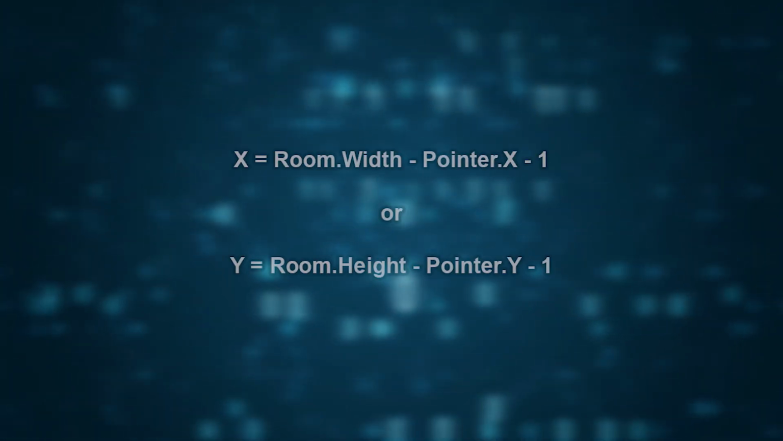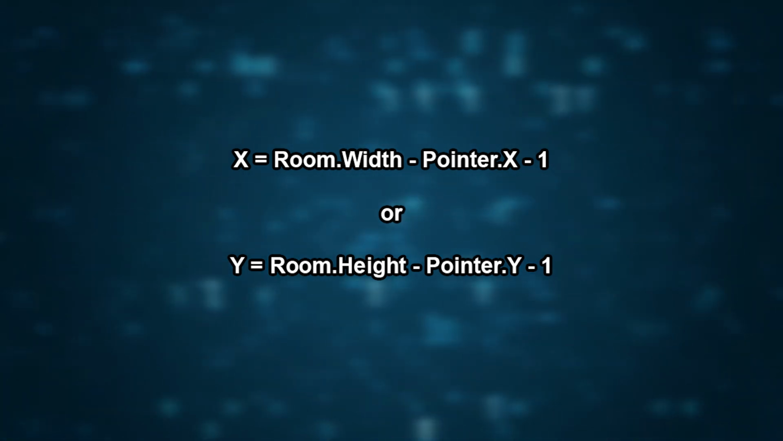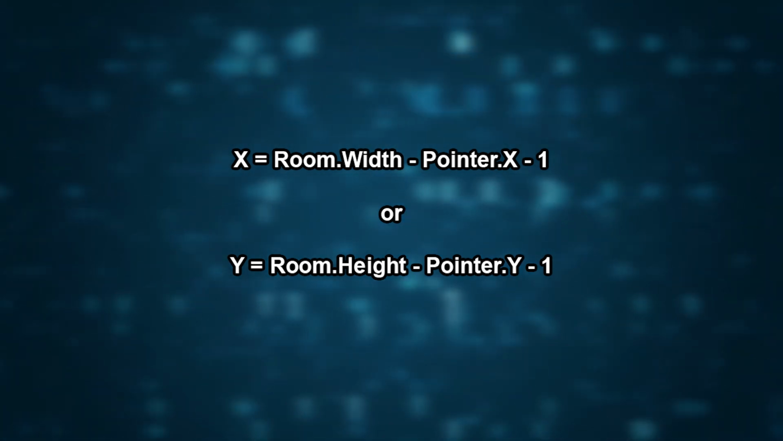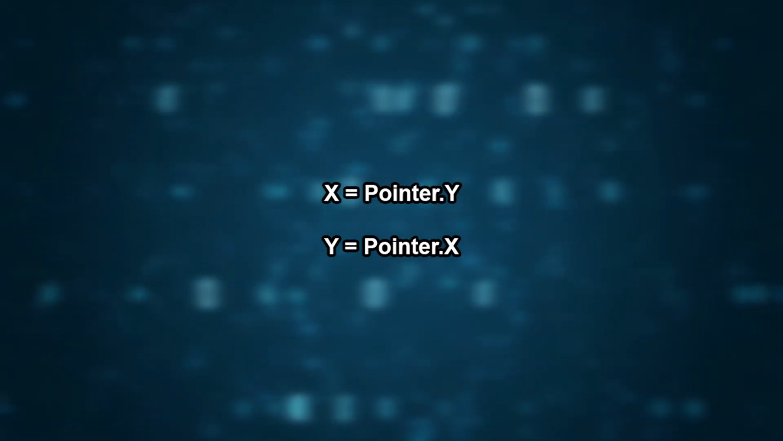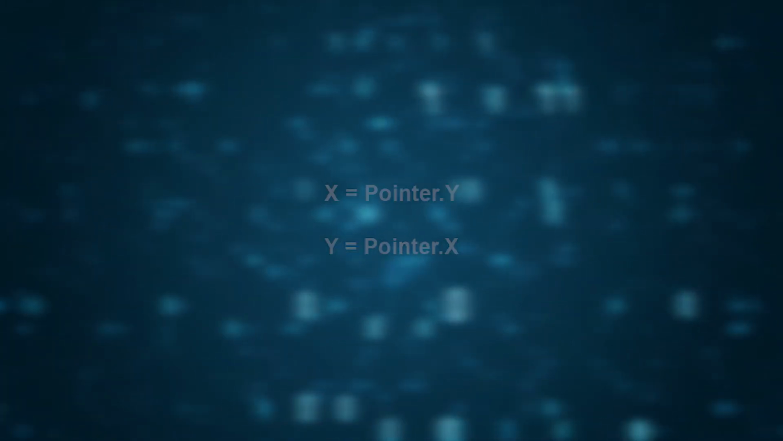If we're mirroring it on either axis, we simply take the length of the room definition on that axis and subtract our pointer's position in the room by its length minus 1. If we're flipping it, we just swap the x and y coordinates for our pointers within the room. Once that's done, we return a new pointer with the adjusted map position.